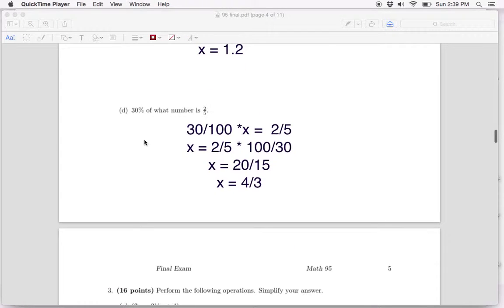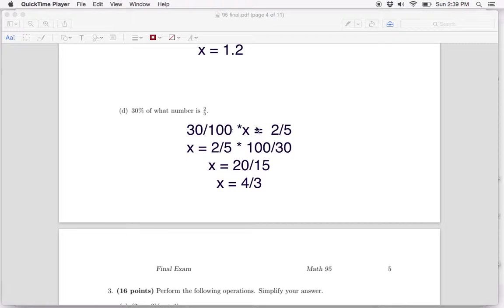Alright, for this one, we're just rewriting. We have 30%, so I said 30% is 30 per 100, or divided by 100, of, so times what number, so x, is or equals 2/5. And so I went ahead and multiplied by the reciprocal on both sides.